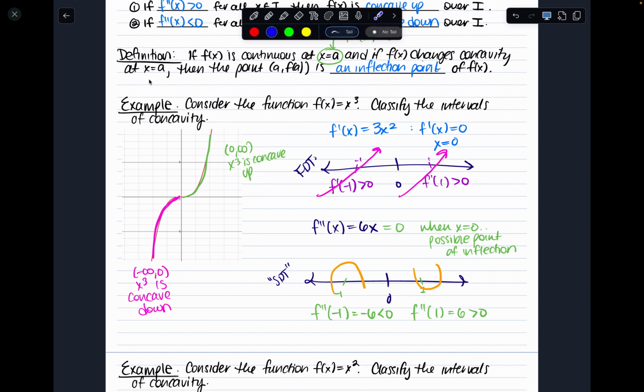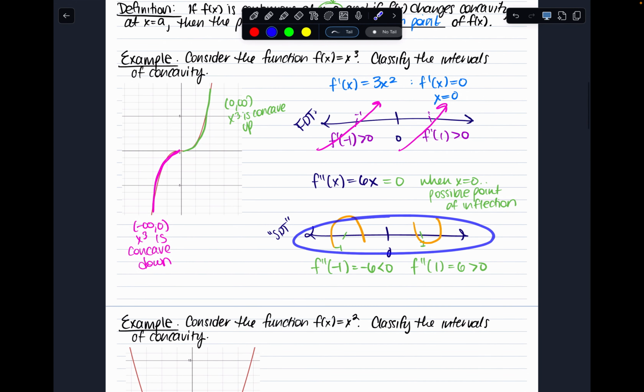And this is the notation I like to use. I like to use little curves to indicate concave down versus concave up. So this right here tells us x equals 0 is a point of inflection. And actually, since we're writing a point, we should write it as a coordinate. So 0, 0 is a point of inflection.